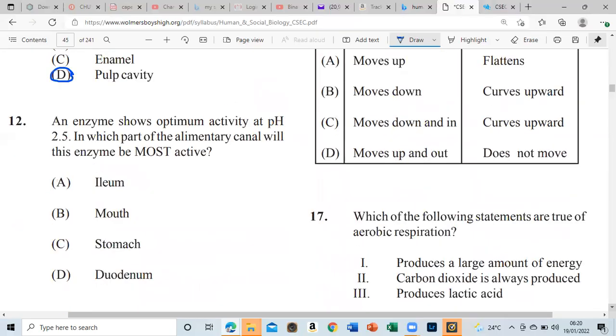An enzyme shows the optimum activity of pH 2.5. In which part of the alimentary canal will this enzyme be most active? Is it A, ileum, B, the mouth, C, the stomach, or D, the duodenum? Which is it, guys? And number 12 is the stomach, option C. Let's move on to 13.